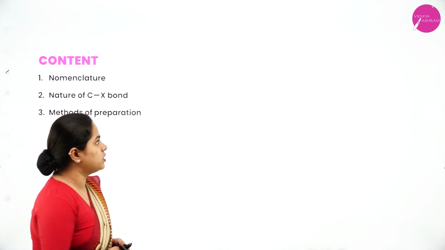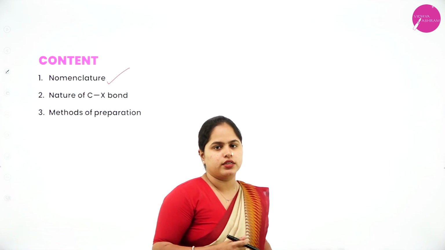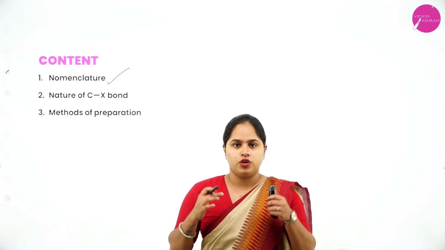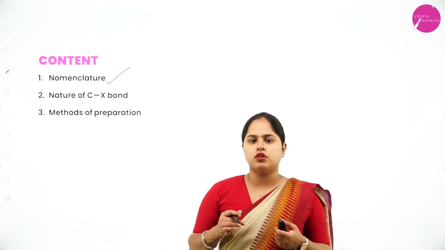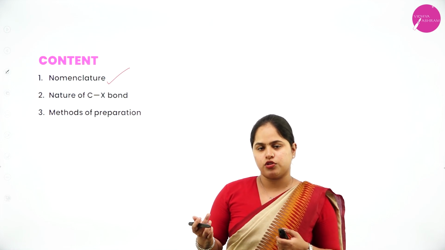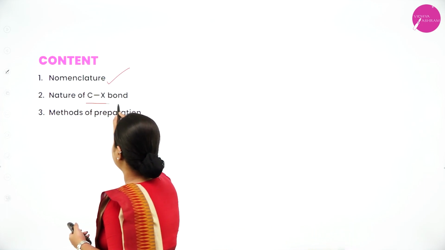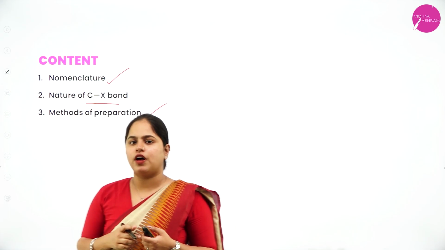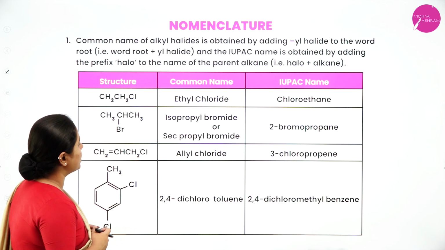So in today's session, we are going to study the nomenclature of haloalkanes and haloarenes. In class 11 itself, you have studied the basics of nomenclature, that is IUPAC nomenclature of organic compounds. Based on that, we are going to study the nomenclature in haloalkanes and haloarenes. And the nature of the carbon halogen bond as well as the methods of preparation of haloalkanes we'll be studying in this session. So to begin with, the nomenclature.